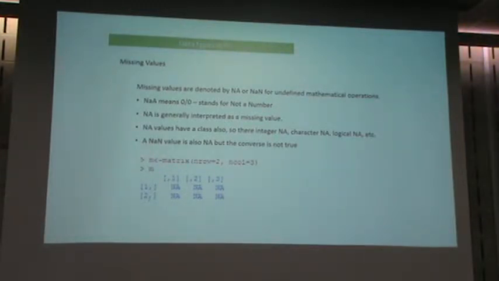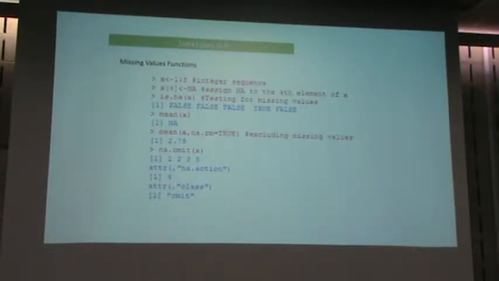NaN means it's not a number. If you divide by 0, NaN appears. NA is sometimes a missing value, if you do not specify any data. But NaN means it's not a number. It's impossible. Because you may have a lot of missing data from here.